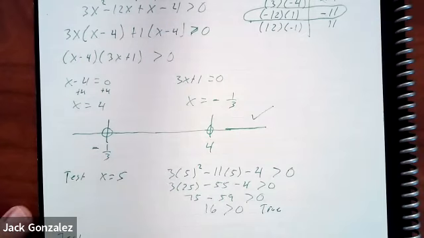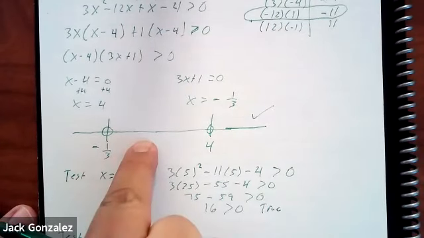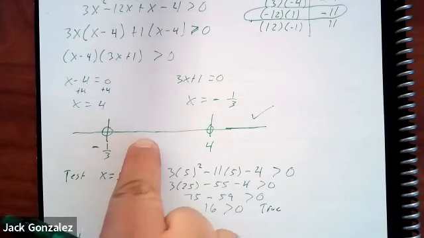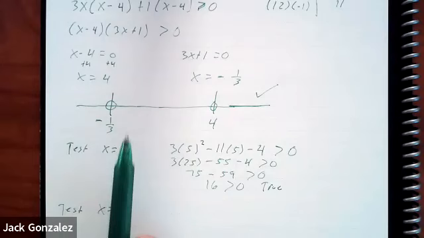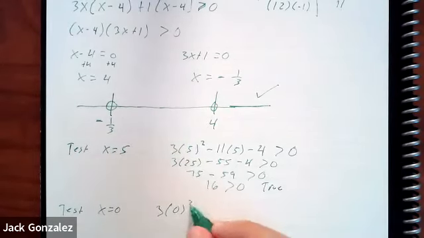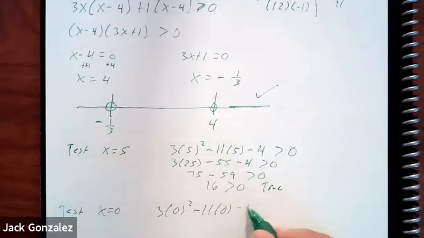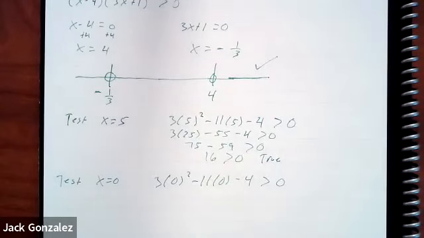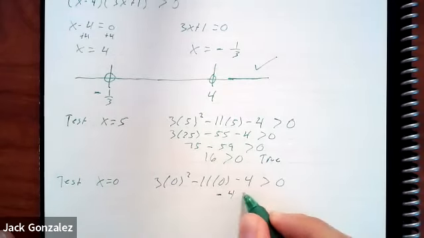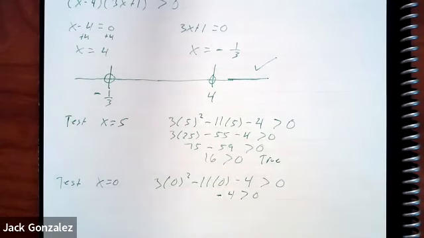Test in between. What would you choose? What's the easiest? 0. Yeah, let's do 0. 0 is between -1/3 and 4. So is 3 times 0 squared minus 11 times 0 minus 4 greater than 0? No, right? This is false.